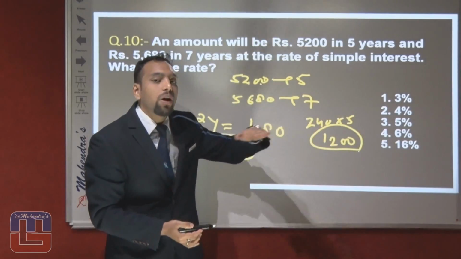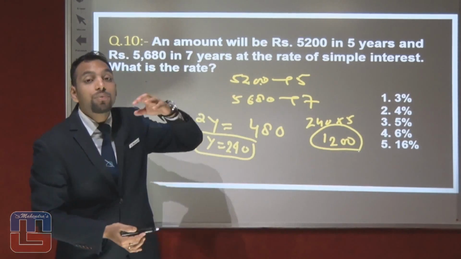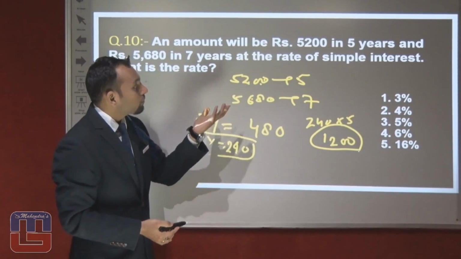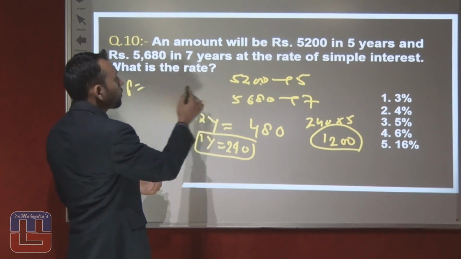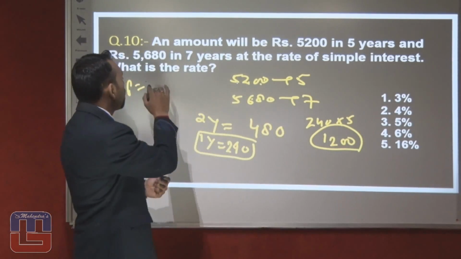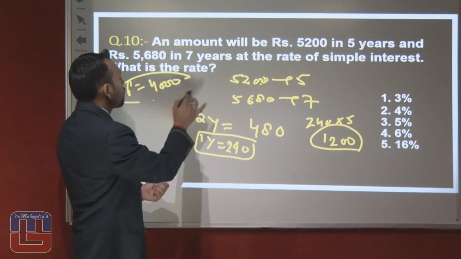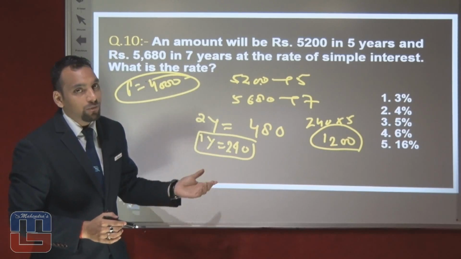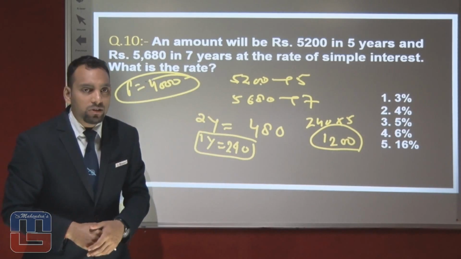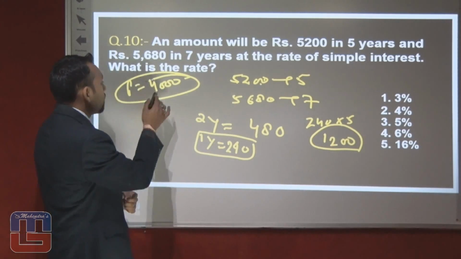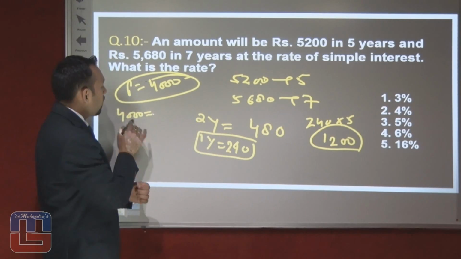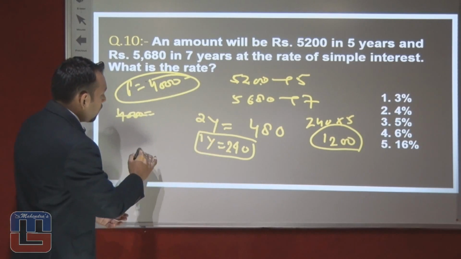So the SI for 5 years will be 1200. This is the SI for 5 years and this is the amount for 5 years. Principal we can easily find. So now principal will be, subtract this one from this, you will get here 4000. So it is the principal. So principal we have, simple interest we have, time we have, so we have to find the rate. Sorry, simple interest we have 240.